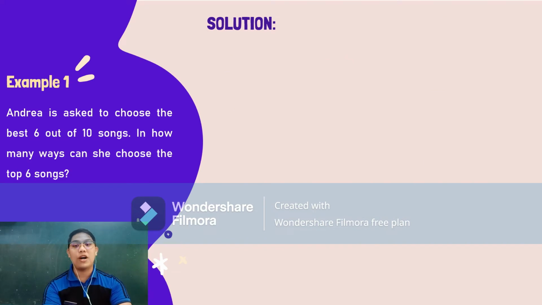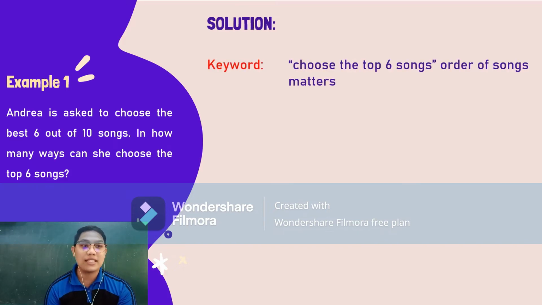So, example number 1. Andrea is asked to choose the best 6 out of 10 songs. In how many ways can she choose the top 6 songs? So, as we all know, this problem is already a permutation of n taken r at a time. However, what if it is not mentioned what kind of problem this is? Then we look for a keyword. So what is the keyword in this first example? It is choose the top 6 songs.